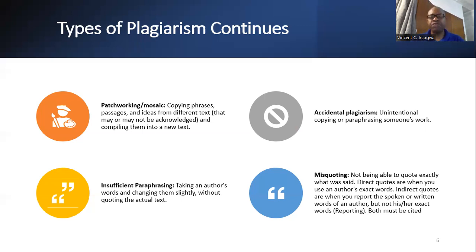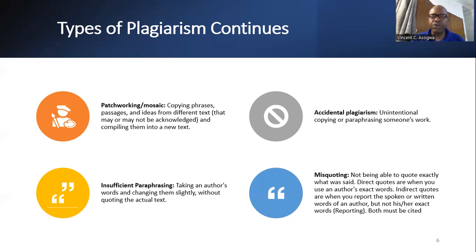We also have misquoting, not being able to quote exactly what was said. That is a form of plagiarism, because even when you cite that person, you acknowledge that that is what the person said, and the person did not say so. So it is a form of plagiarism.